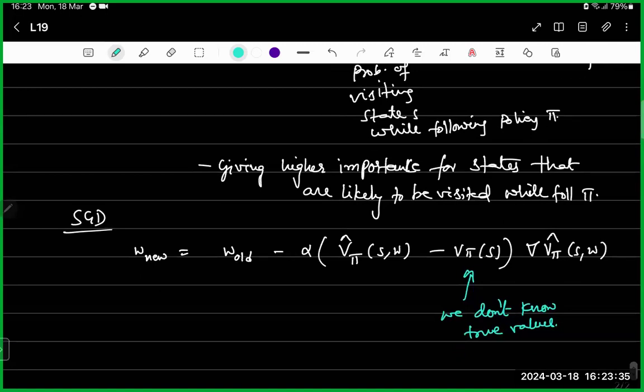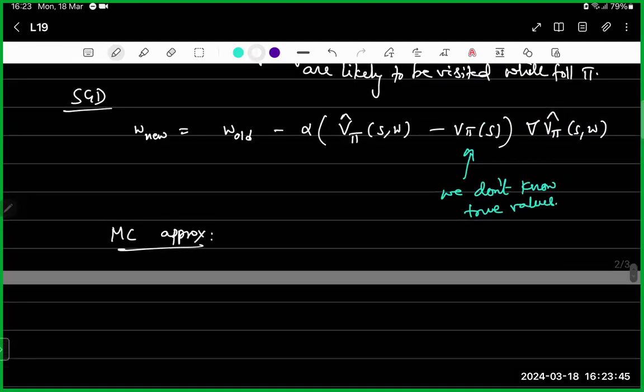So this is where our Monte Carlo methods come into the picture. Like Monte Carlo approximation, any guesses what we'll do? A straightforward guess. We want to do this SGD, but we don't know the true values of V pi. So if I want to do something using Monte Carlo, what can I do? Some approximation for this? Yeah. So you just run one episode of Monte Carlo, and you get G_t. And instead of V pi, the true value, you just substitute G_t there, right? That's what Monte Carlo approximation tells us.